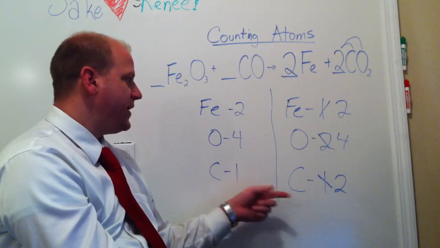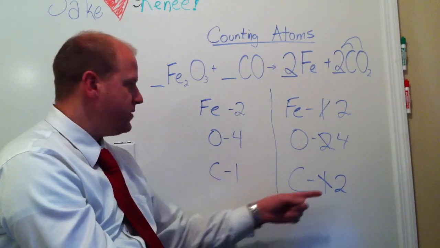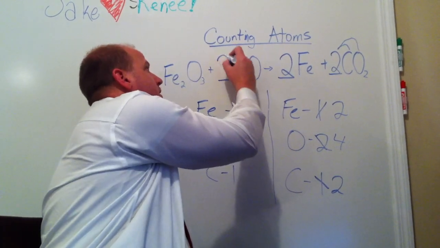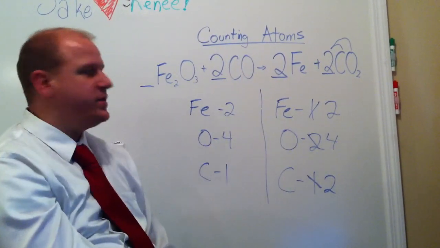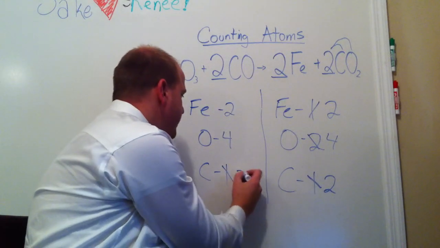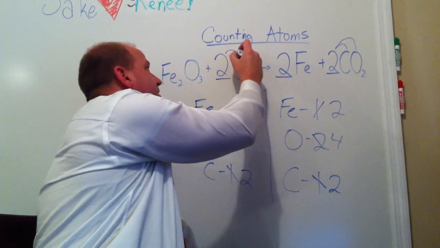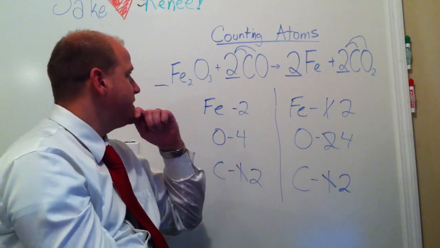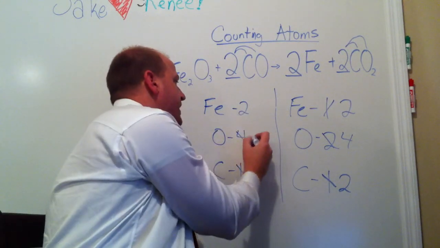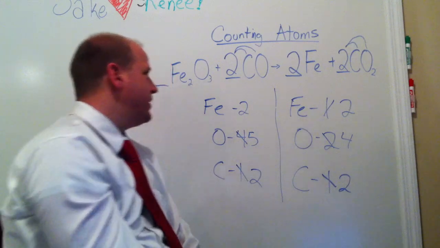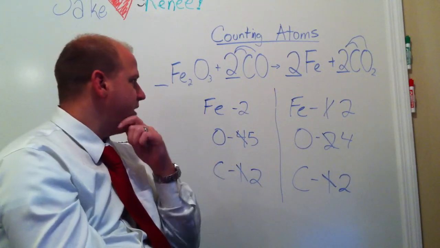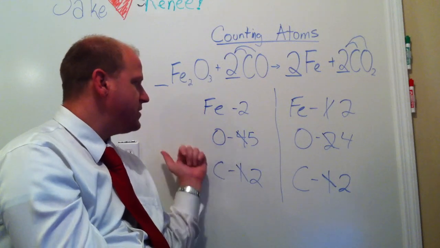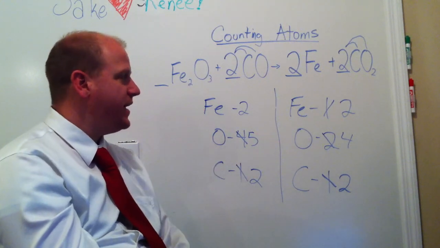In order to balance the carbon, I've got to change my carbon from 1 molecule to 2 molecules. So I'm going to multiply over here, multiply my carbon by 2. Whenever I do that, it's also going to change the number of oxygen I have on that side. So I've got to take a look at my oxygen. I'm going to have a total of 5 oxygen on my reactant side. Okay. So now my iron are still balanced, my carbon are balanced, but now my oxygen are out of balance.